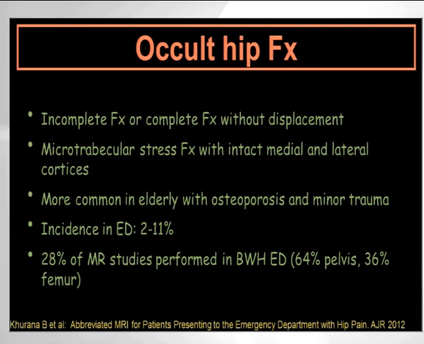But these are the patients exactly where you would not see fracture on radiographs, because remember, there is low energy trauma, the fracture may not be displaced. And because of osteoporosis, you may not see that fracture line. The incidence reported in literature is 2 to 11%. But just to give you perspective, when we did our study, we saw 28% of MRI studies were positive for fracture, 64% of fractures were seen in pelvis, and 36% in femur.